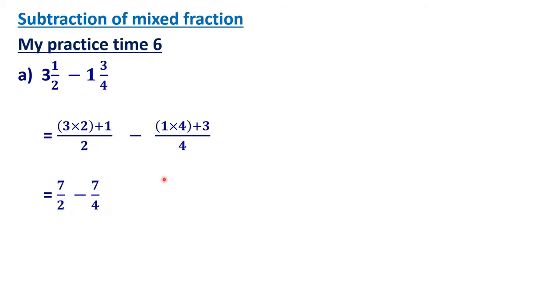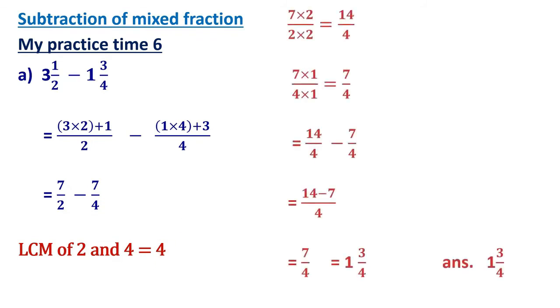You can see these are now unlike fractions. So again we need to take out the LCM of the denominators, that is 2 and 4. So we are getting the LCM as 4. Now children, we will solve both the fractions. We will find the equivalent of these fractions such that the denominator will be 4.